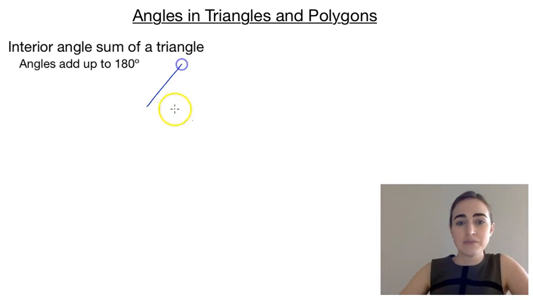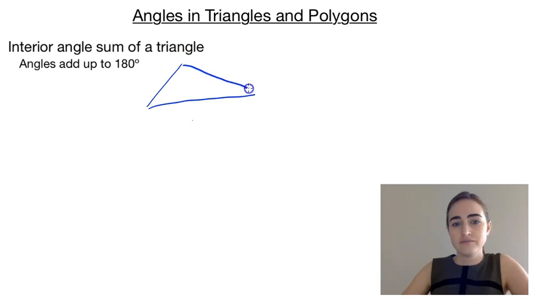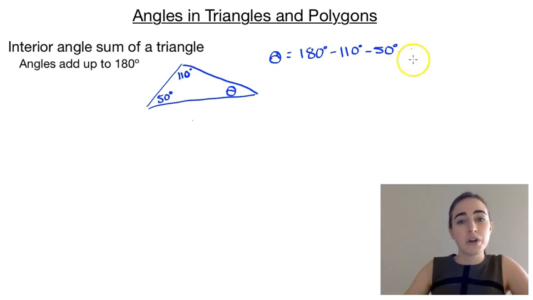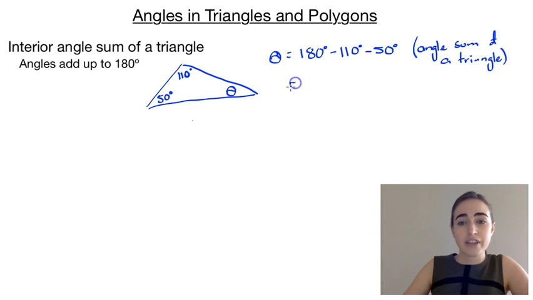So let's have a look at an example. If we've got a triangle, we've got an angle of 110 degrees, 50 degrees, and theta, and we want to find out what that theta is. Then we'd write theta is 180 degrees minus 110 degrees minus 50 degrees. And then we'd put our reason in, which is angle sum of a triangle. And then we'd figure that out. So 180 minus 110 would be 70, and then minus 50 would leave us with 20 degrees. So you have to have that reason in there.